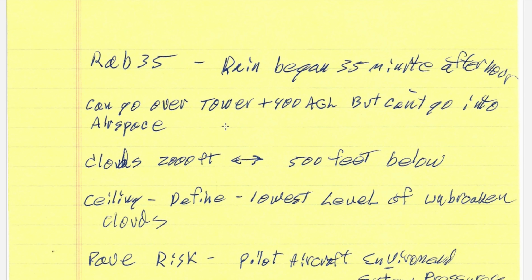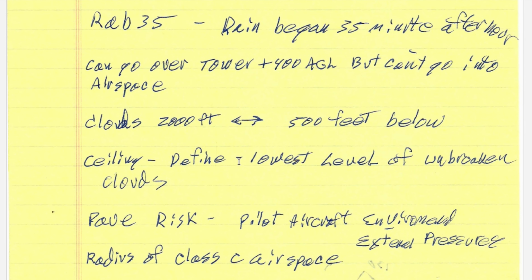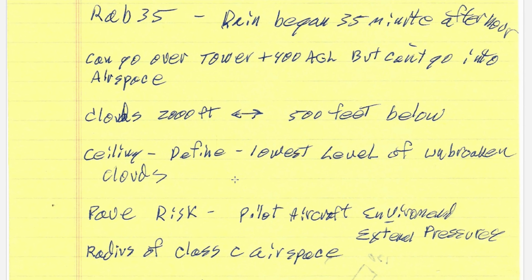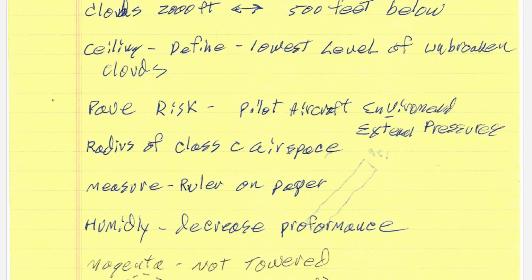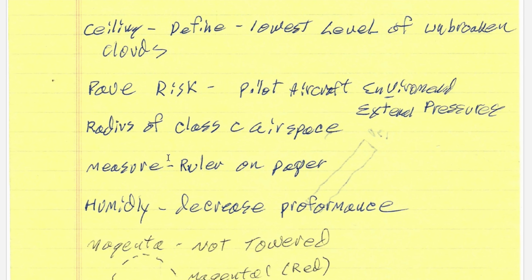Now Class D airspace goes from the ground up, so you can't fly any towers in Class D airspace. But if you clouds, 2,000 feet from them, 500 feet below them, ceiling, we've gone over. What is the radius of Class D airspace? Class D, 5-mile radius. Class C is a 10-mile radius. Class B airspace is 15-mile radius. Class A is 20-mile radius.